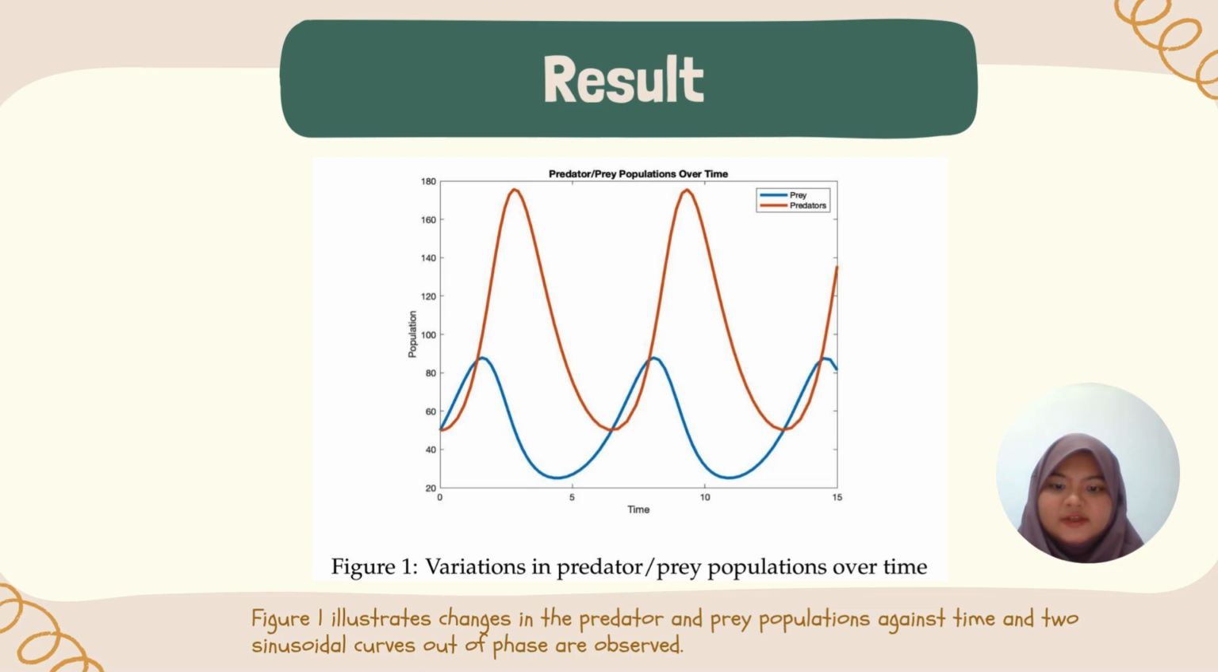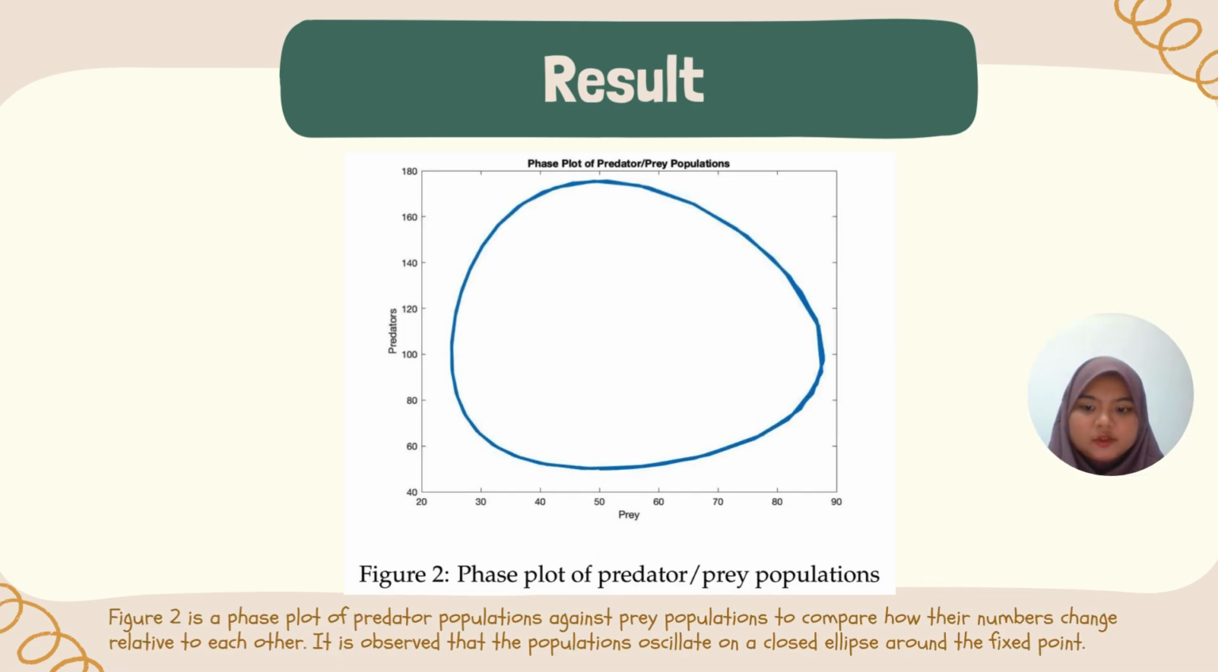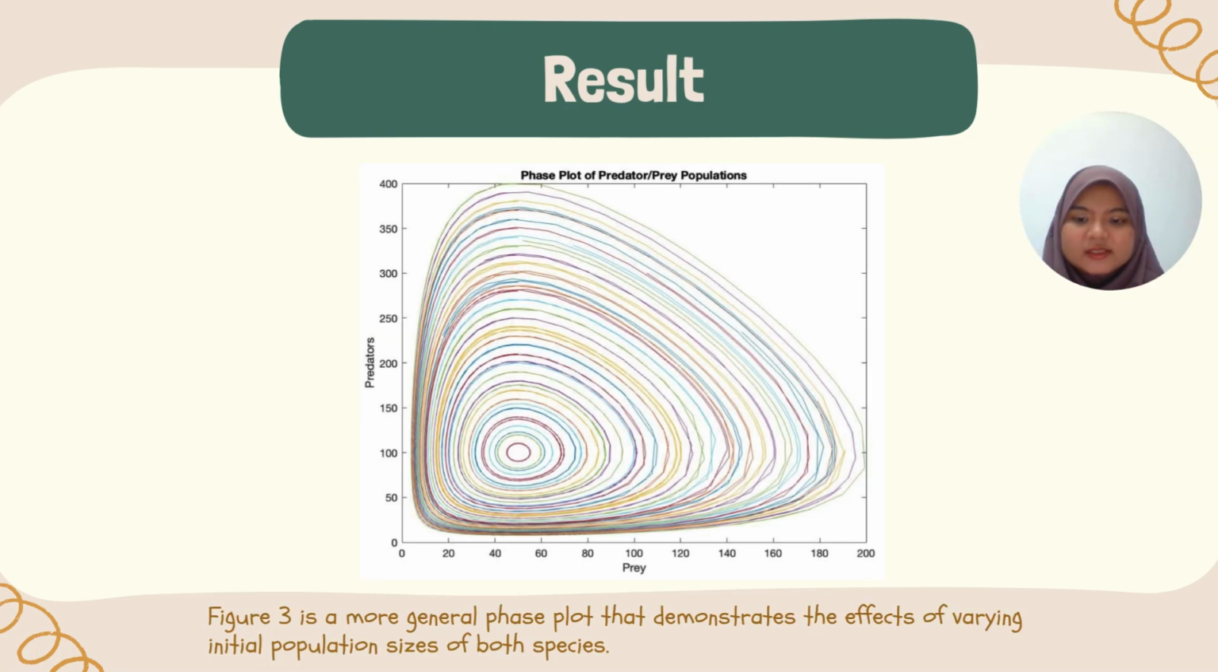Here are the graph results. Figure 1 illustrates the change in the predator and prey populations against time, and two sinusoidal curves out of phase are observed. Next, figure 2 is a phase plot of predator population against prey population to compare how the numbers change relative to each other. It is observed that the populations oscillate on a closed ellipse around the fixed point.